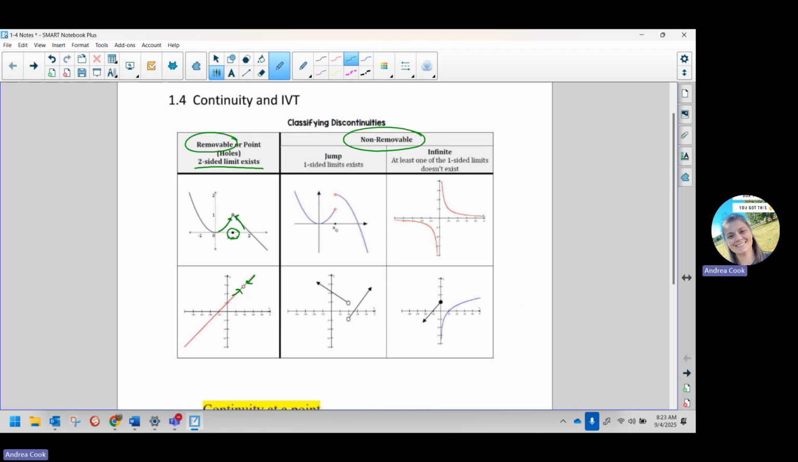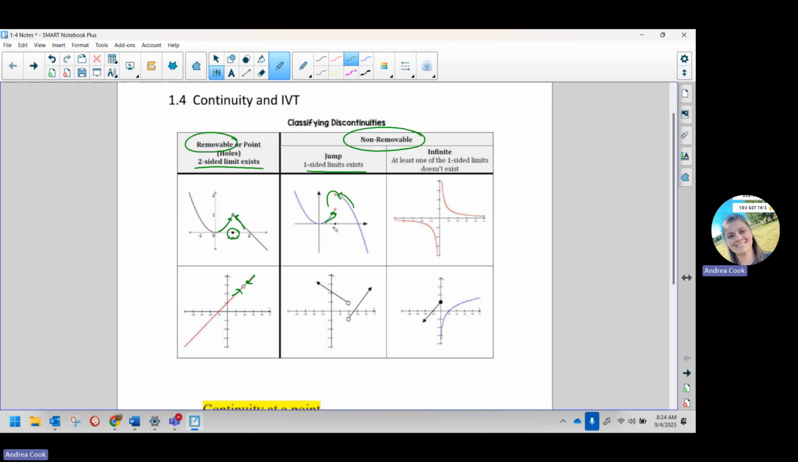The non-removable are either a jump, which means the one-sided limits exist. I can find the limit from the left, I can find the limit from the right, but those things are not equal. The graphs don't come together. You have to jump off to get to the other piece. That's why it's called a jump discontinuity.